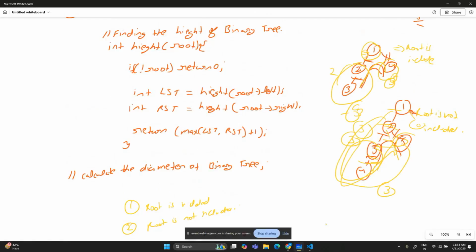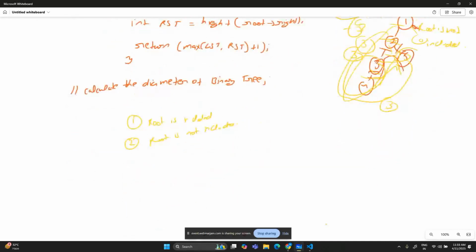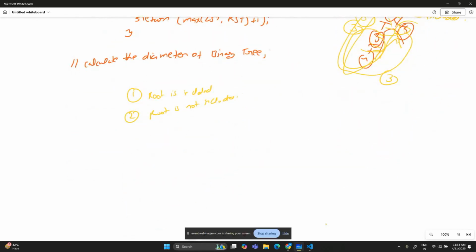So class, we are going to use only this simple option with the help of this height function. We are going to find the diameter of our binary tree with the help of this height function.